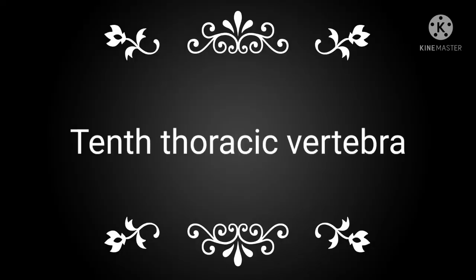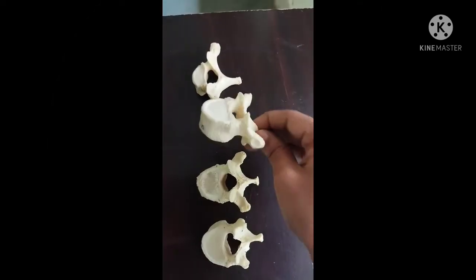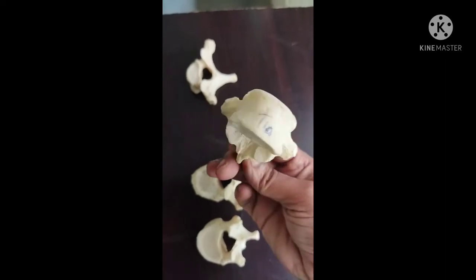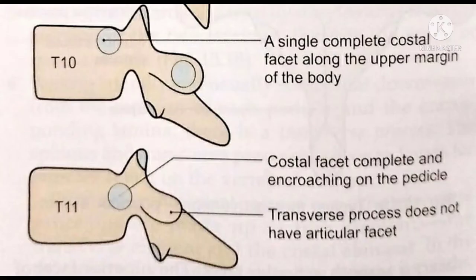In the 10th thoracic vertebra, the body on each side possesses a single articular facet for the 10th rib. The costal facet encroaches on the upper part of the pedicle.